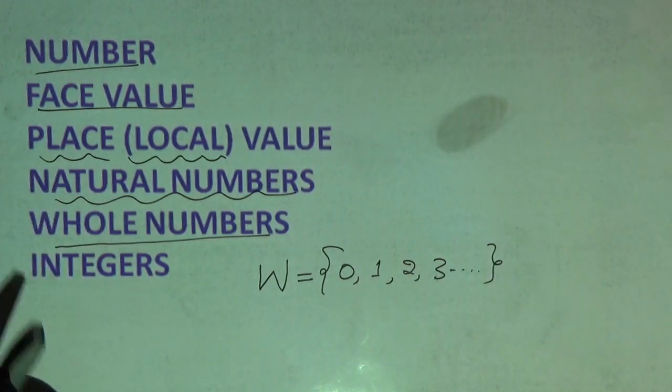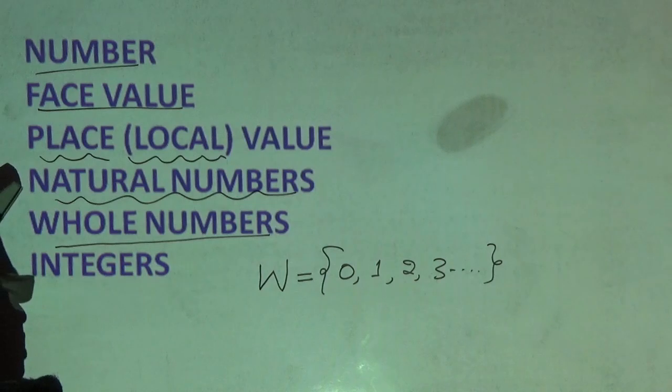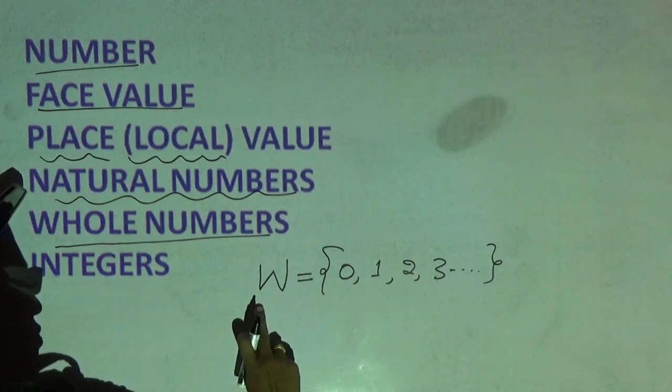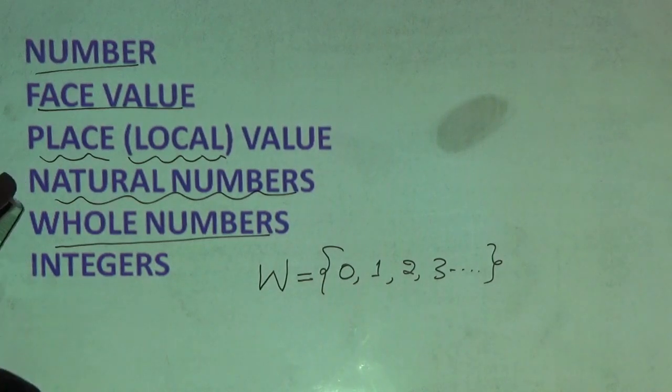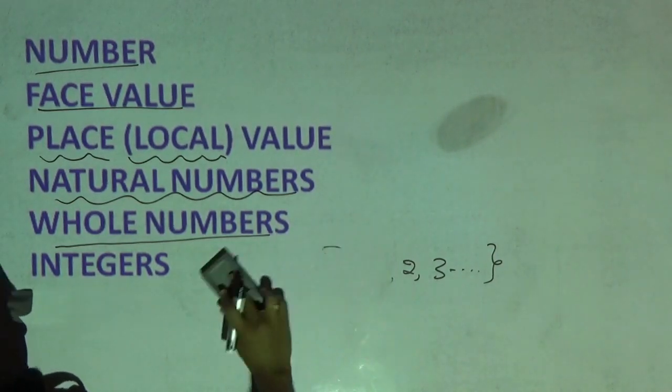Whole numbers. Counting numbers are called natural numbers. It starts with 1. Whereas the counting numbers along with 0 are called whole numbers. So hope you understood what you mean by whole numbers.